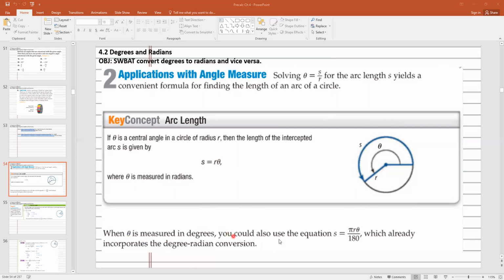When theta is measured in degrees, you could also use the equation s equals pi r theta over 180. They're converting theta to radians with this formula. Just to remember, big note here: theta needs to be in radians. Let's put that in the notes.